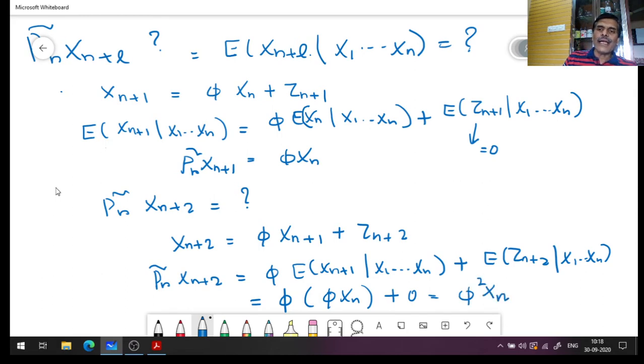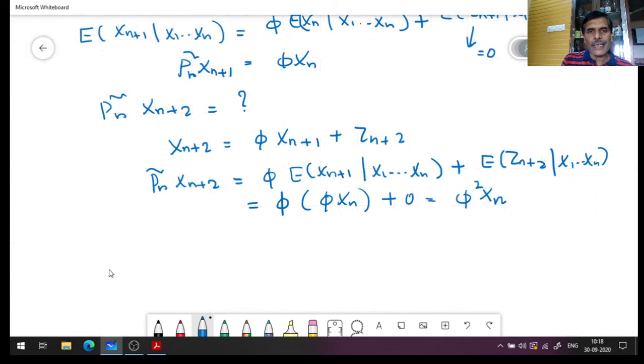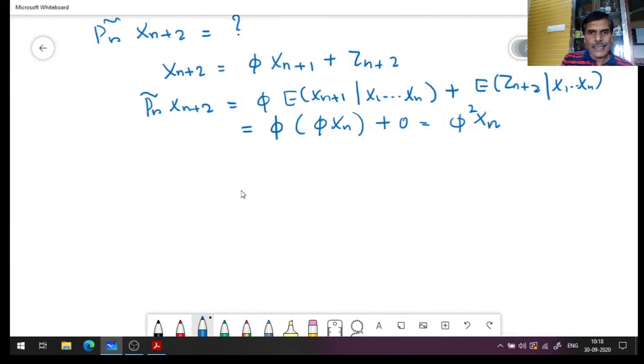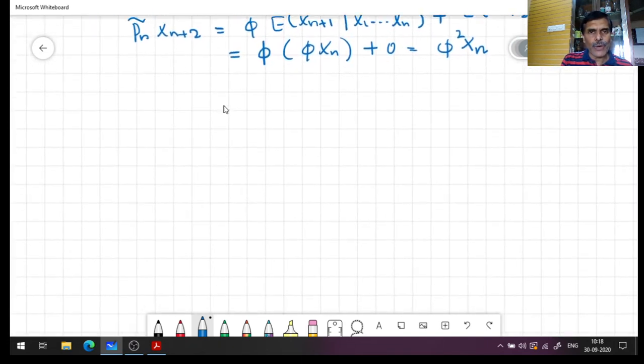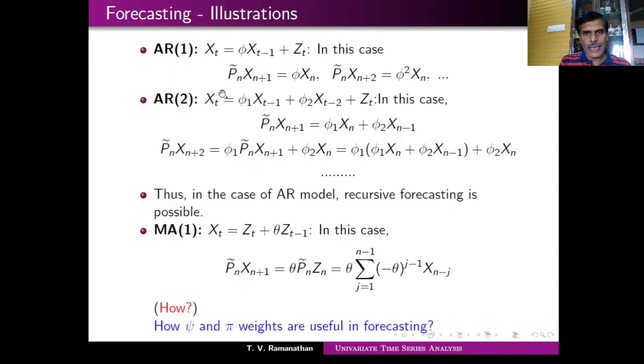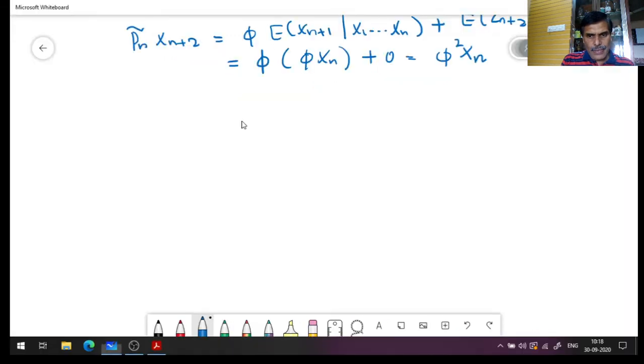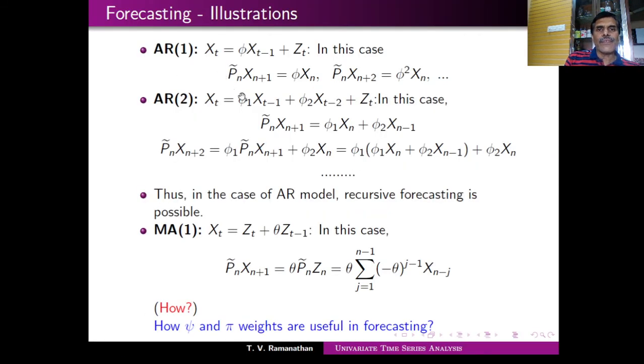What is actually happening is, don't think that this is so easy in all the cases. This changes depending on what type of process you are considering. So this is phi squared X_n, which I have now obtained. In the case of AR(1), the two-step predictor requires the one-step predictor. That's how we got phi squared X_n, and so on.